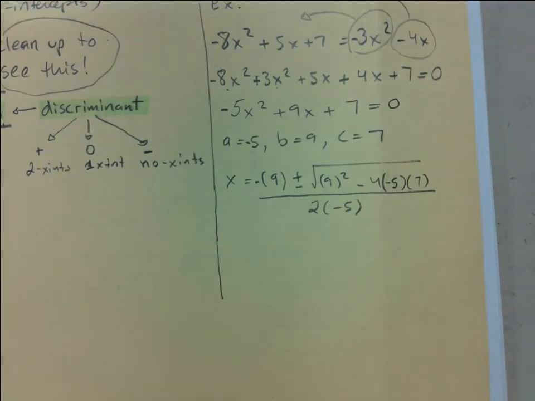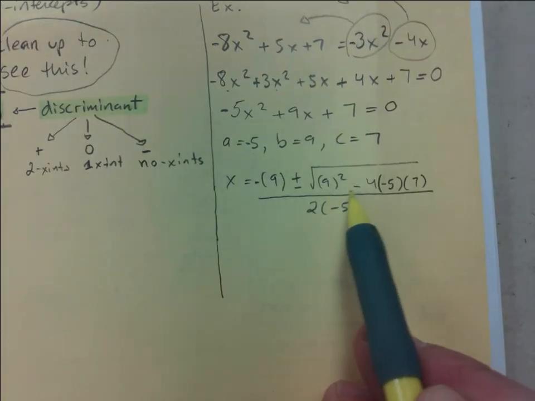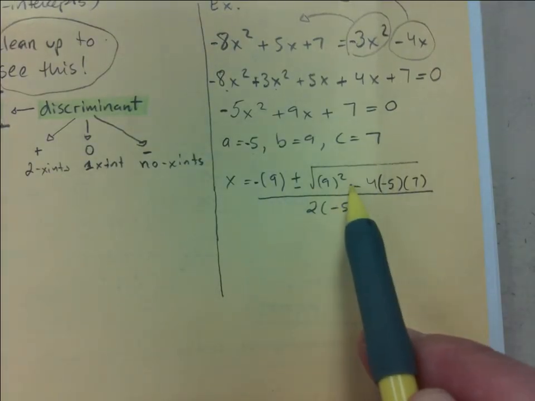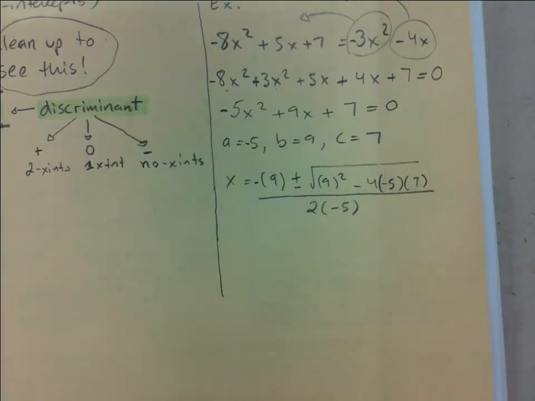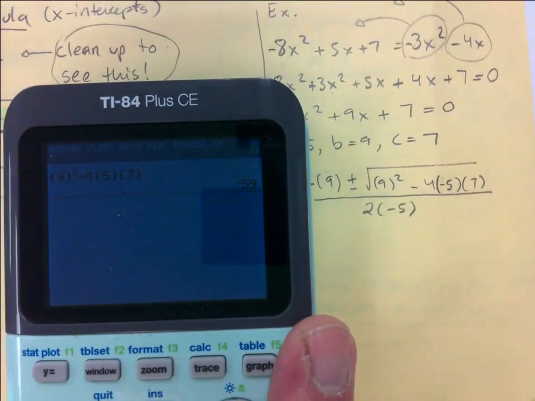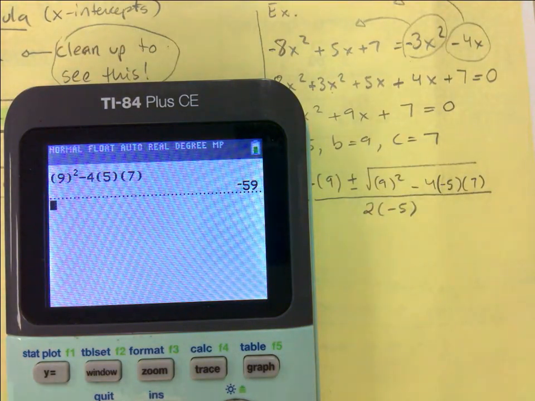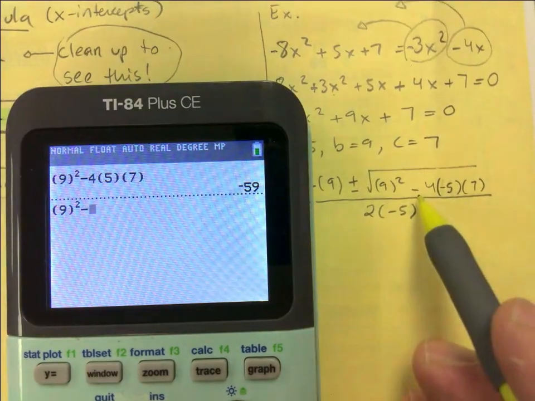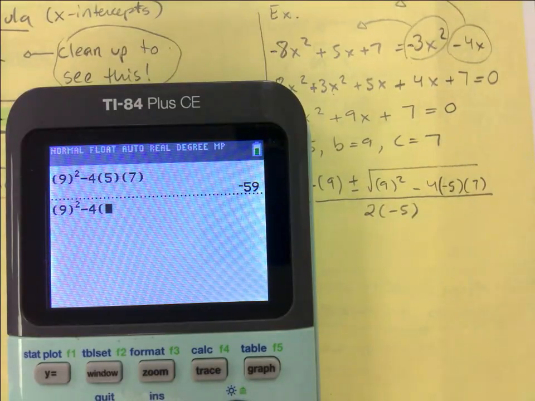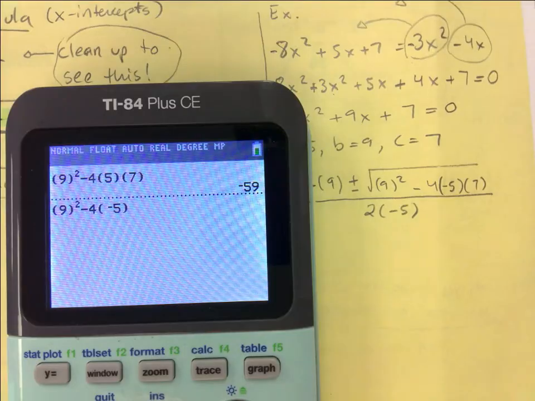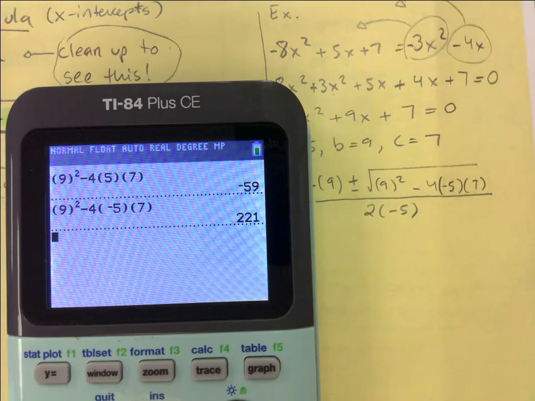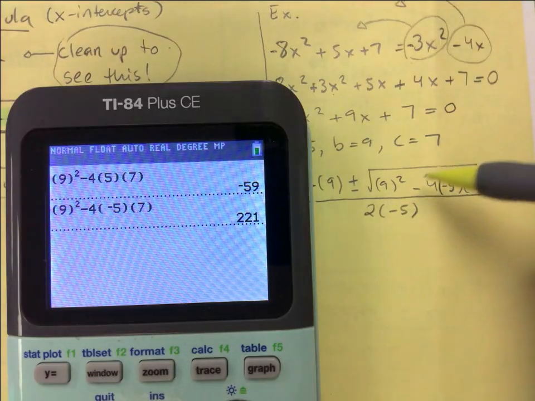And I want you all, if you haven't done this yet, to enter the part that's in the root separately. I don't want you to do all of this in one shot. I want you to just do this part. It's important to get the discriminant right. So I'm going to have my calculator right next door here. I'm going to go 9 squared minus, this is a minus here, right? 4 times negative 5. So I got to type in the negative using a negative button. Times 7.